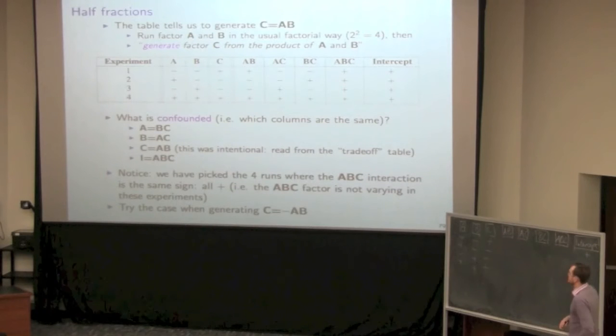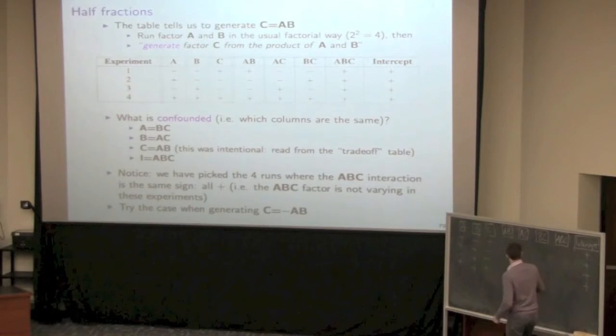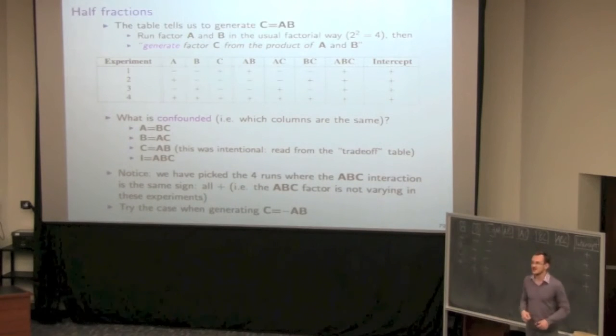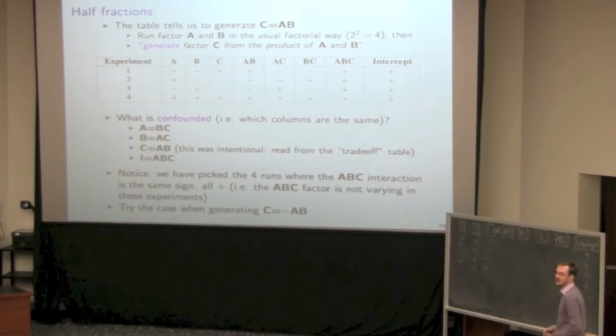Now, what you notice, however, up there is there's a pattern developing. If you compare the column of C to the column of AB, you'll notice that those two columns are identical to each other. That's no surprise because, in fact, we had generated C by saying C is equal to A times B. So, absolutely no surprise at all that those two columns are identical.